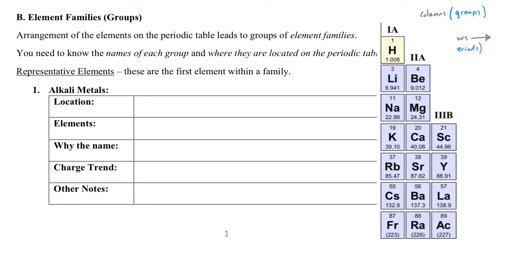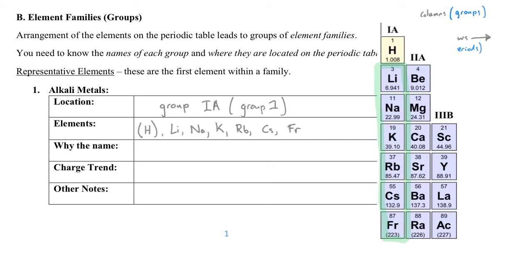So as you can see here, I've cut out the left-hand side of the periodic table. And it's right here in group 1A that we find our first group, the alkali metals. The alkali metals can be found in group 1A of the periodic table. We also often call this group 1. The alkali metals includes the elements lithium, sodium, potassium, rubidium, cesium, and francium.